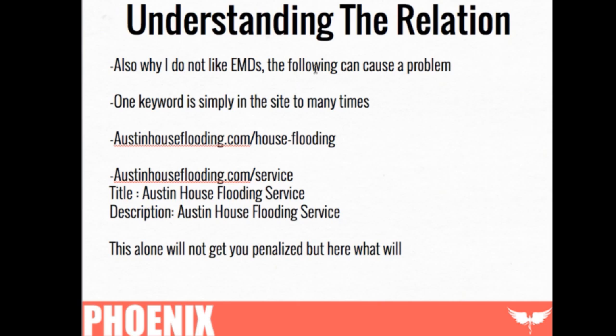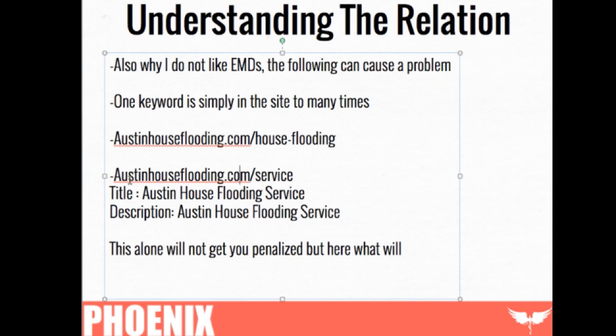So, what on-page over-optimization will look like is you just have one keyword and it's simply in the site too many times. For example, if we have the site right here, it's austinhouseflooding.com, and then you have another page on your site, house flooding, you have the word house flooding 2 times in your URL. This alone won't get you penalized, but once you start kicking links in, you can get yourself penalized real quick. Especially when Google tightens their algorithms or loosens their algorithms, it's usually stuff like this that will get caught up.